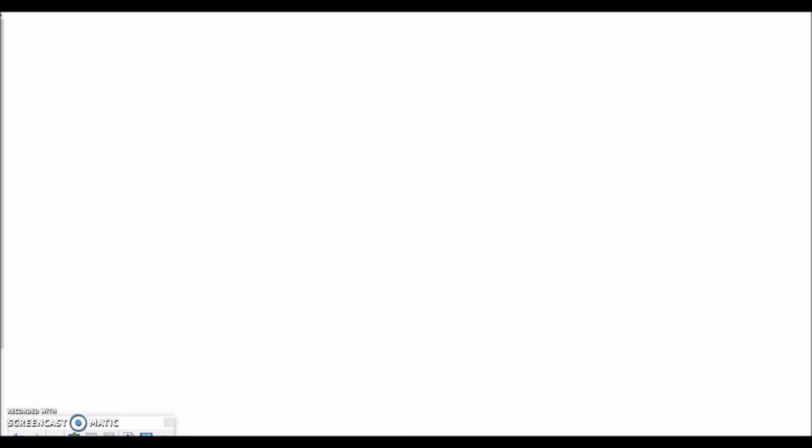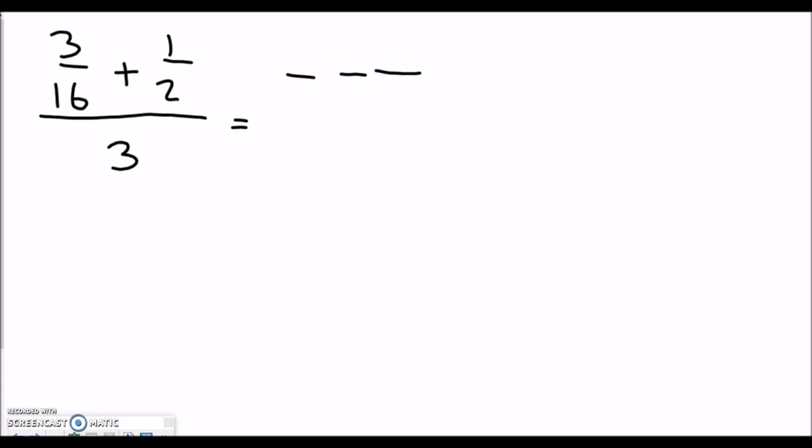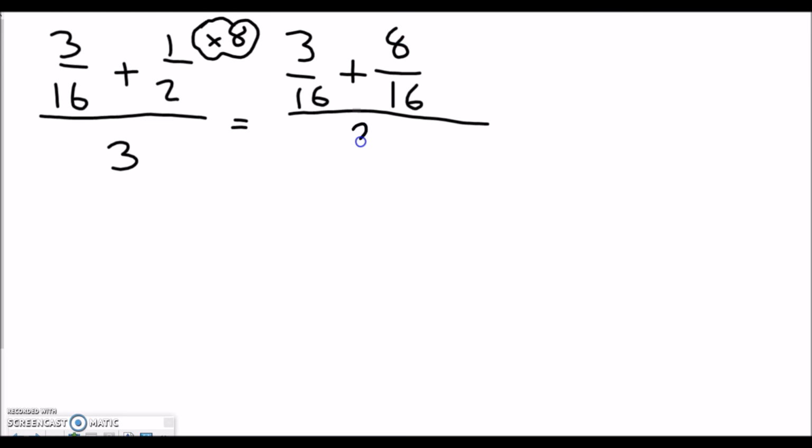What if that whole number was in the denominator? I'll tell you, it's the same exact process. We need a common denominator in the top. That would be 16. First fraction doesn't change. Second fraction is times 8. 2 times 8 is 16. 1 times 8 is 8. That gives me 11 over 16 for the top. And the bottom is a 3.